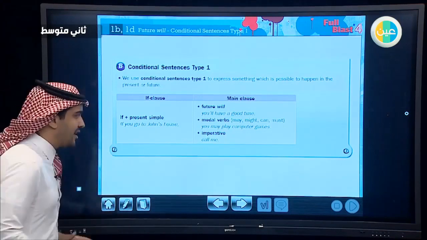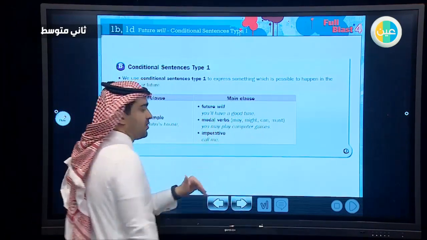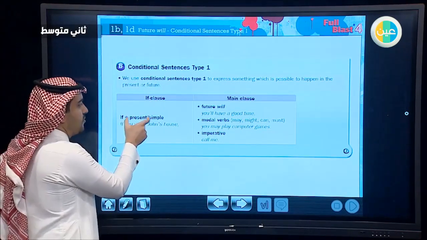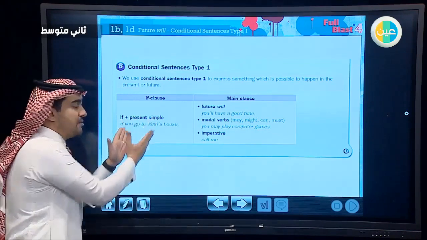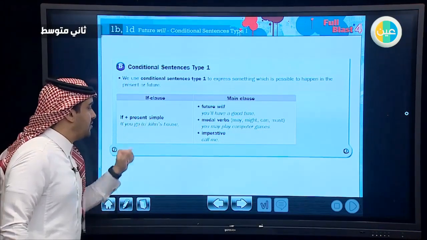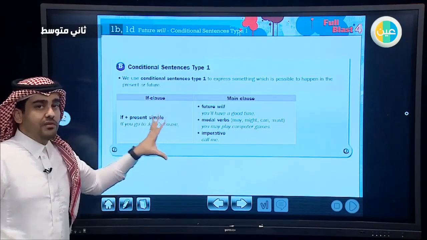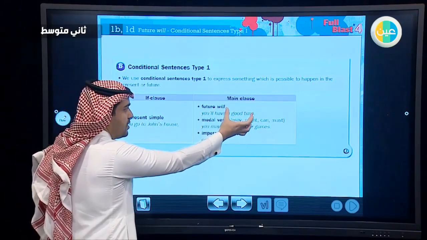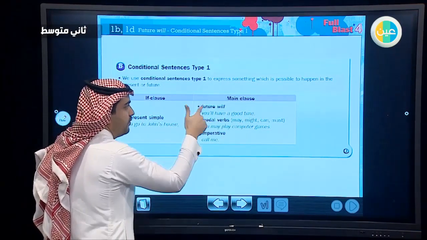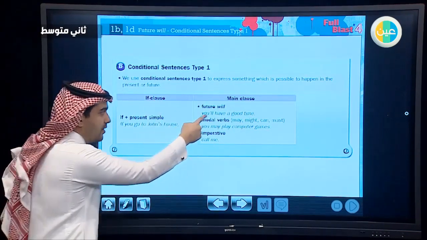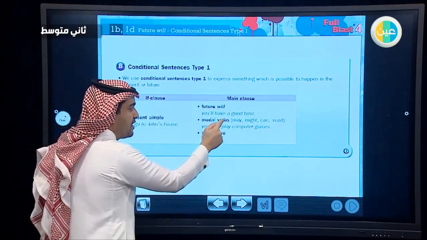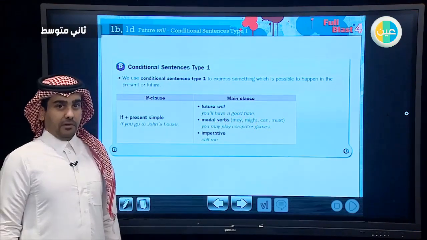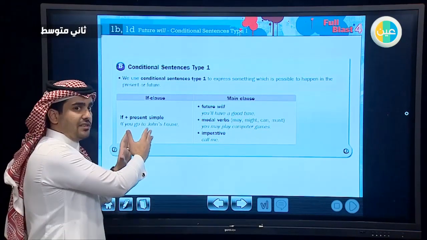Okay, so it looks like this. We have an if clause and a main clause. The if clause is the sentence that has if, which is the condition. If plus present simple. We already studied the present simple in the past. So if is used with a sentence in the present simple. The other part, the main clause after the comma, is either future with will, or a modal verb like may, might, can, must, or imperative, which is a command verb. Okay, so let's go back to this sentence now.